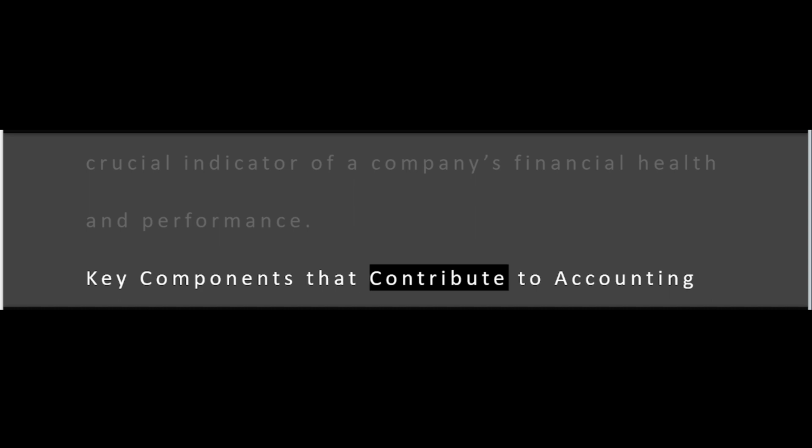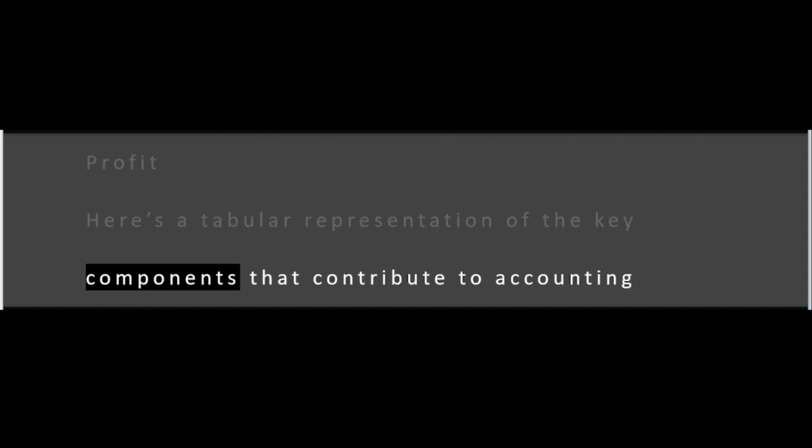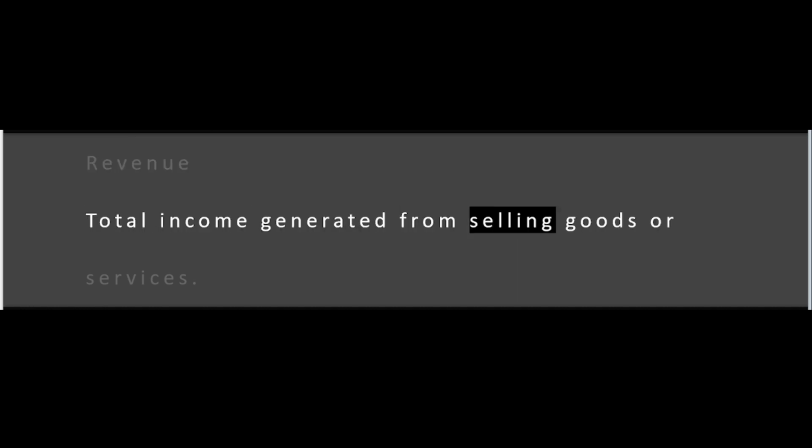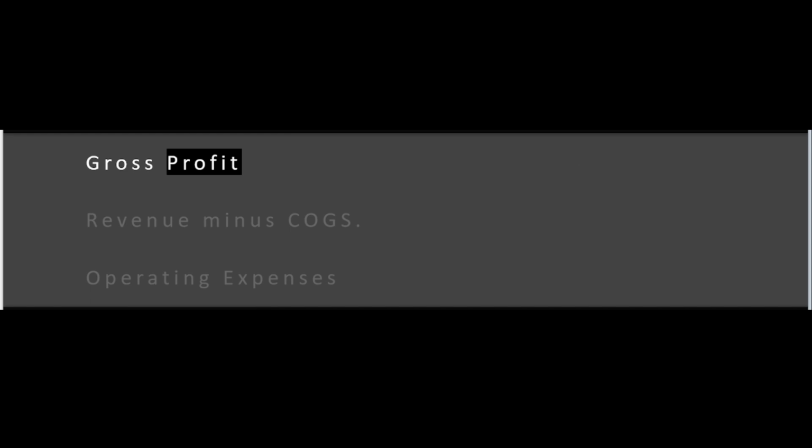Key components that contribute to accounting profit. Here's a tabular representation of the key components that contribute to accounting profit. Component. Description. Revenue. Total income generated from selling goods or services. Cost of goods sold, COGS. Direct costs associated with producing the goods sold. Gross profit. Revenue minus COGS.